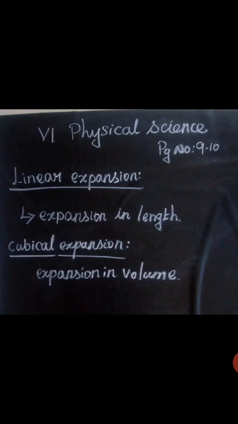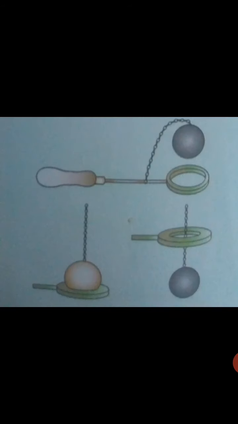Are you clear? Next, see, this is an example for cubical expansion. In this figure, there is one ring and one iron ball. At first, the iron ball does not move inside the ring. If you heat the iron ring and give more heat energy, it expands. At that time, the iron ball moves inside. This is cubical expansion. This is one activity.